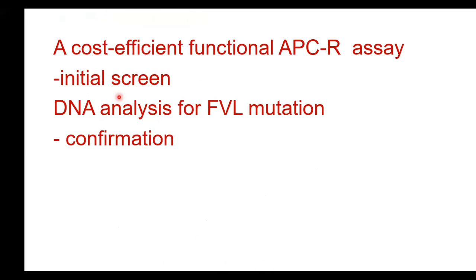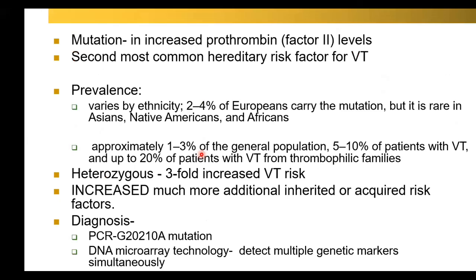So the recommendation is that we should initially screen by a cost-effective clotting-based APCR assay, that is a functional assay, and if it comes out positive, then you can confirm by DNA. So when you confirm it by DNA, it negates any confounders which may be present. Similarly, a prothrombin gene mutation is very rare in Asians, and it constitutes 20% of VT in thrombophilic families. But all this data from literature mostly is from the West, and very little is from the Indian part of the continent. So here, heterozygotes have a threefold increase in VT and much more in addition when there is an additional or acquired risk factor. And this line is true for all kinds of hereditary thrombophilias, that if you have more than one thrombophilic tendency, then your chances of thrombosis increase. And then you may have to end up with lifelong anticoagulation.